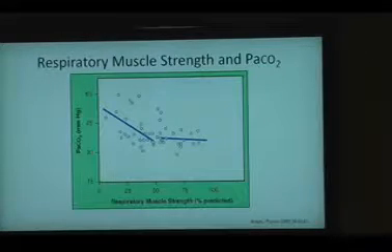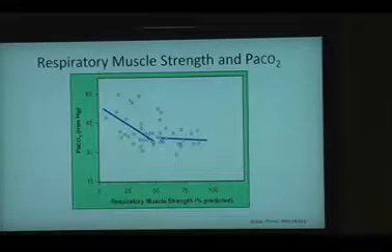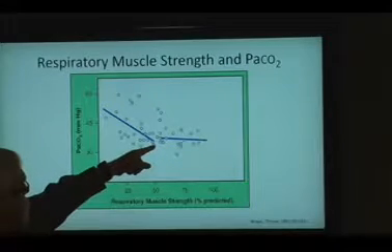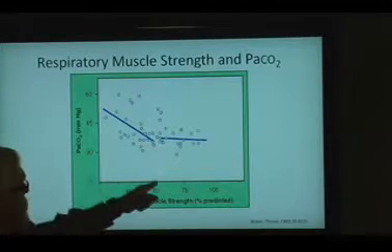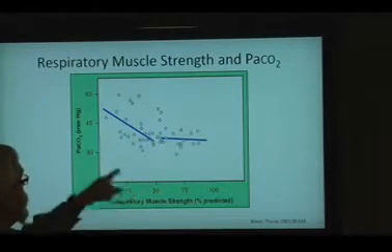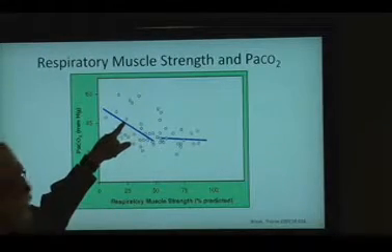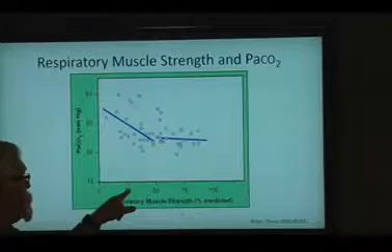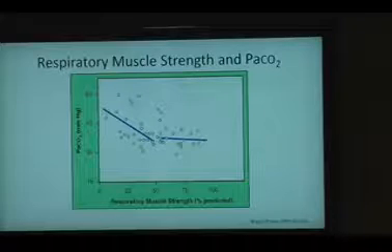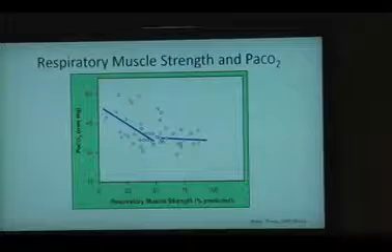So here's a study done many years ago looking at the relationship between respiratory muscle strength and PCO2. And the point that I want to make here is that your MEP has to drop to at least about 50% of predicted before the PCO2 goes up. And in fact, for the PCO2 to exceed 45 millimeters of mercury, which most would say is still within the normal range, the MEP needs to drop to about 25% of predicted. So there is tremendous reserve in respiratory muscles as far as protecting against hypercapnia.